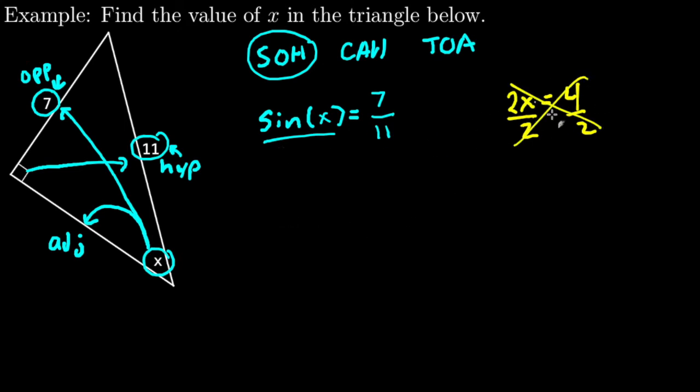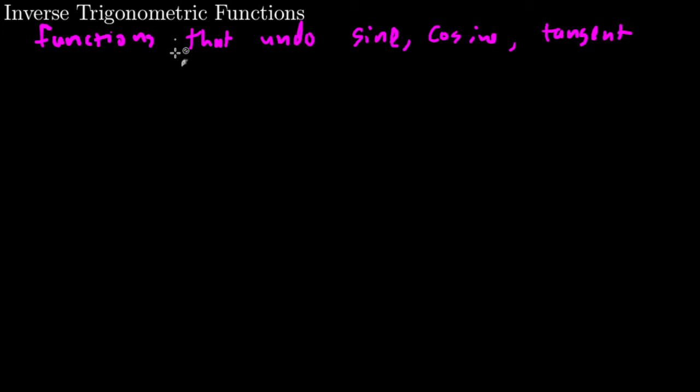So this works over here, but I cannot divide by sine because this is not multiplication. This is the input of a function, something different. So division by sine won't work. I have to do something different. Okay, so what's going to undo sine, cosine, or tangent? Well, these inverse trig functions.